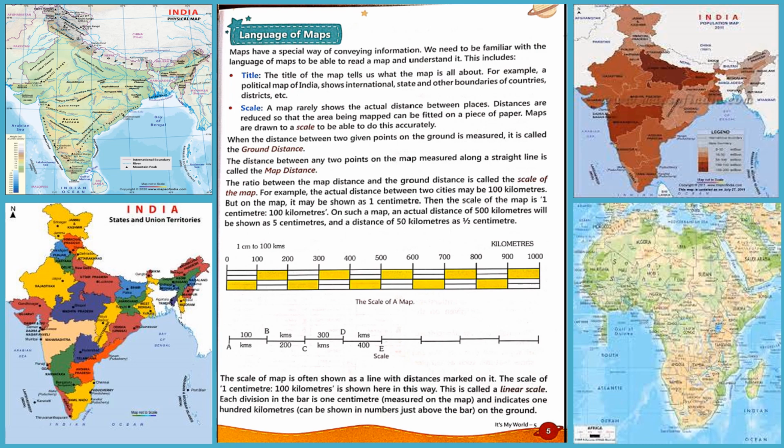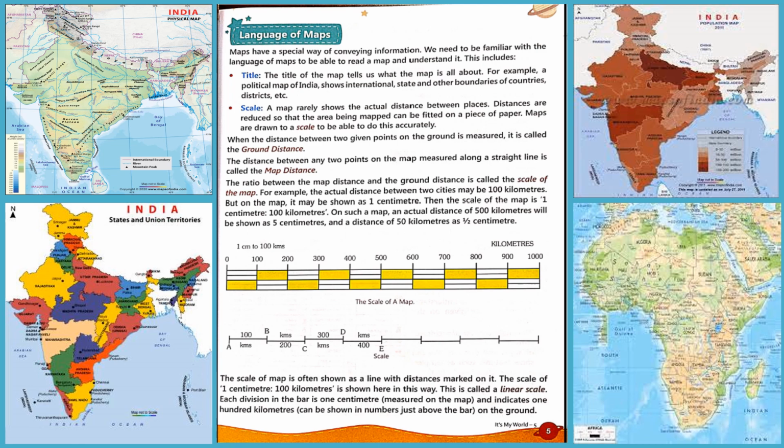Ground distance means when the distance between two given points on the ground is measured, it is called ground distance. The distance between any 2 points on the map measured along a straight line is called map distance. The ratio between the map distance and the ground distance is called the scale of the map.